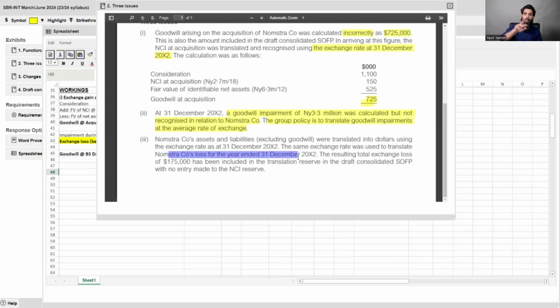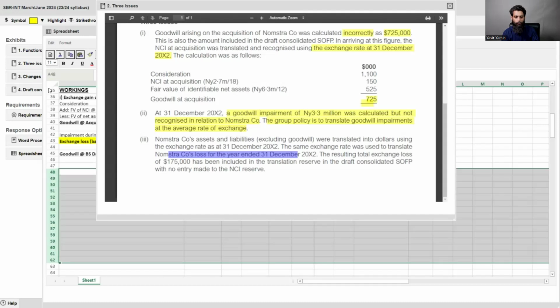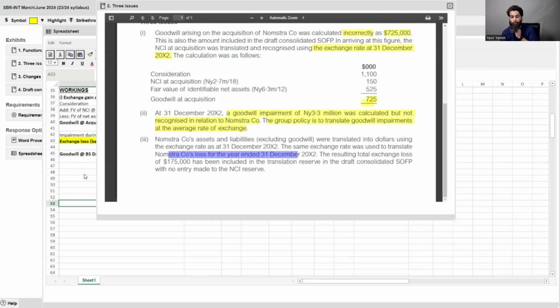And what's the other error that they have done? If anybody could tell me. They are saying the resulting exchange loss of 175,000 has been included in the translation reserve with no entry made in NCI. They haven't given any translation loss to NCI. Is that correct? NCI will always get 25%. They haven't done that. So these are the errors that we see. Now, let us go and adjust these.